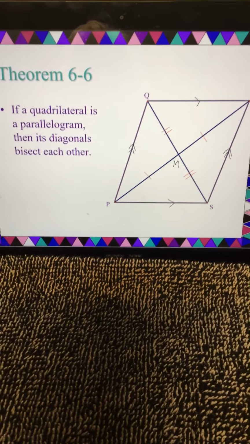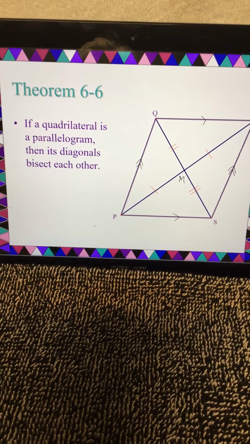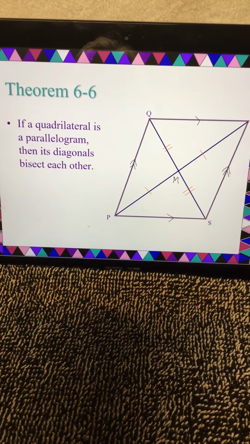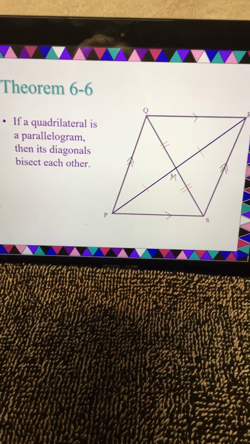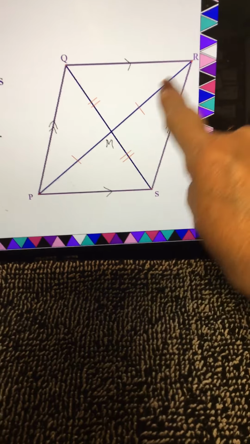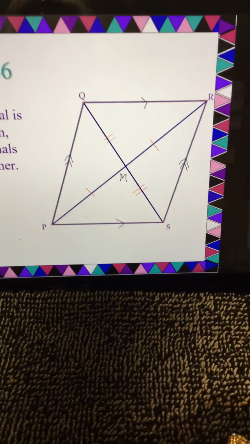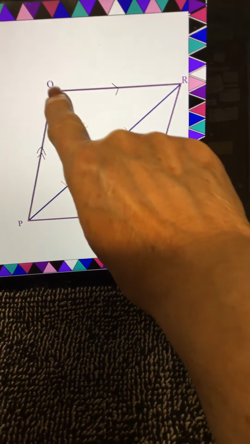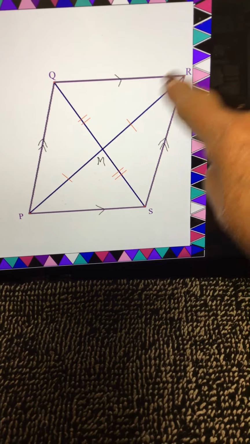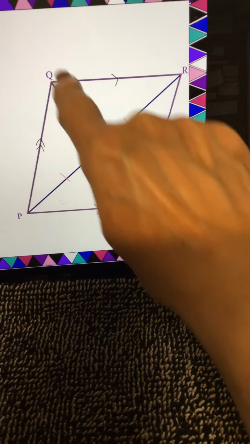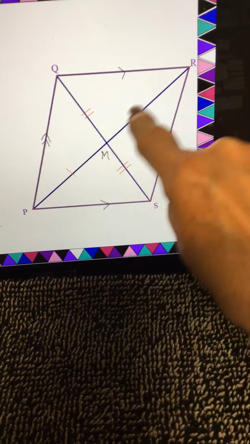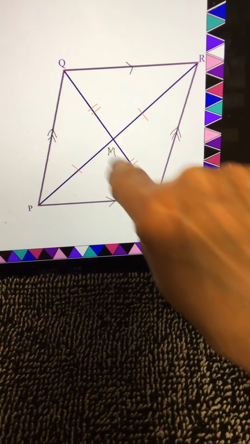If a quadrilateral is a parallelogram, then its diagonals bisect each other. That is Theorem 6.6. Now, please pay attention. I am not saying that the diagonals are congruent to each other. In a parallelogram, there's going to be a short diagonal and a longer diagonal. I am not saying they're congruent, but I am saying that when they intersect, each bisects the other.